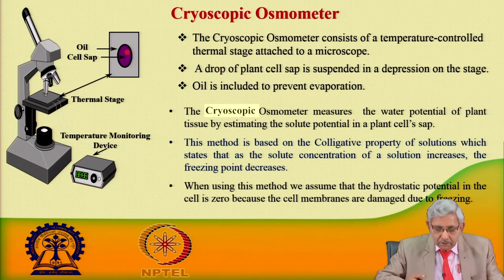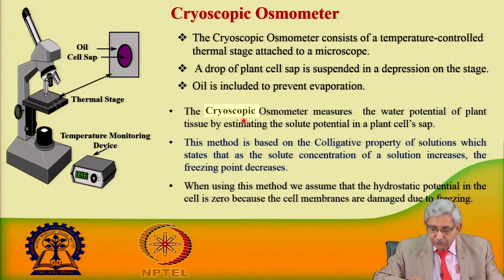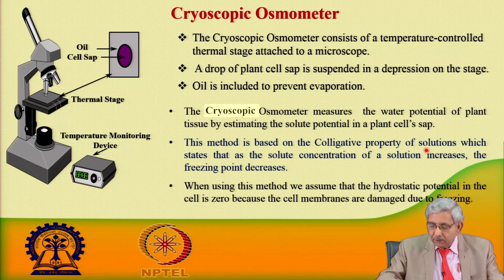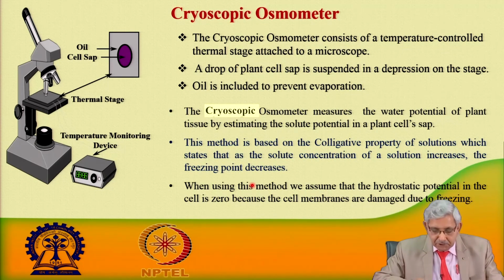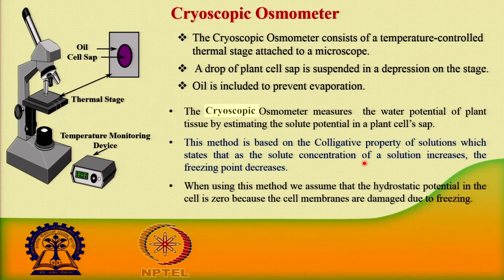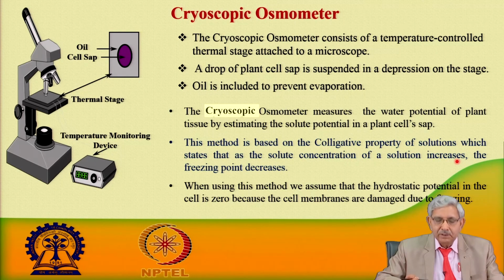So, oil is used. The cryoscopic osmometer measures the water potential of plant tissue by estimating the solute potential in a plant's sap. The method is based on the colligative property of solution, which states that as the solute concentration of a solution increases, the freezing point decreases. Means when the concentration increases, the freezing point of the material available in the sap decreases.